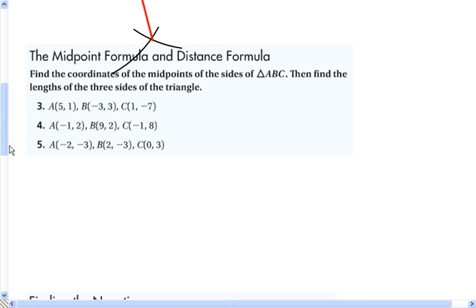Now, we're also going to be using the midpoint formula, the distance formula, so this will be a good review. I'll do number 3, and I'll leave the other 2 for you. So first of all, let's find the midpoints. These 3 points make a triangle on a coordinate plane, and we're going to find the midpoints of the 3 sides of the triangle. So we want to find the midpoint of segment AB, the midpoint of segment BC, and the midpoint of segment AC.